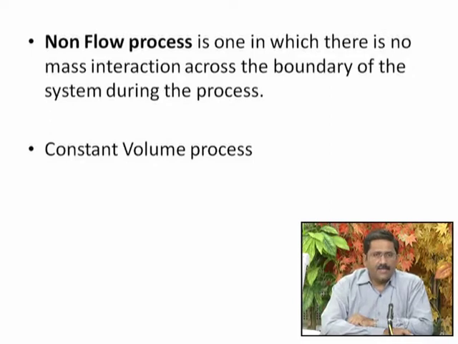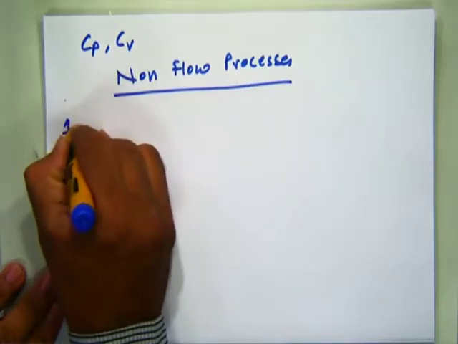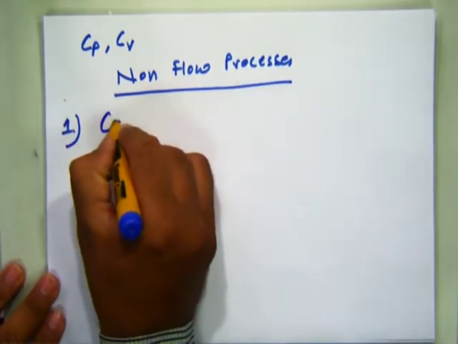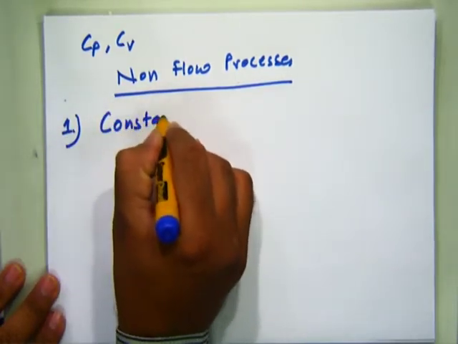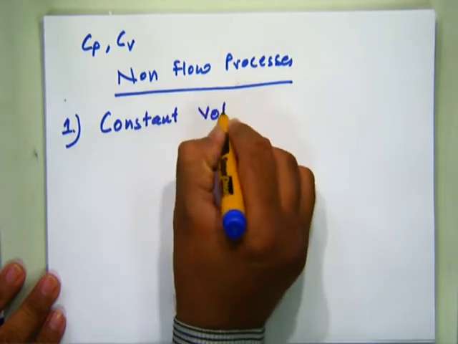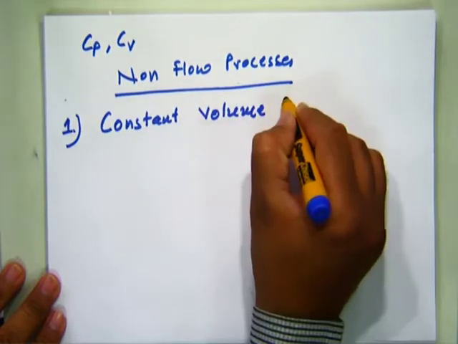There are different kinds of non-flow processes. One is the constant volume process, another is the constant pressure process, constant temperature process, adiabatic process, and so on. We will study all these processes one by one in detail. First, let us see the constant volume process.